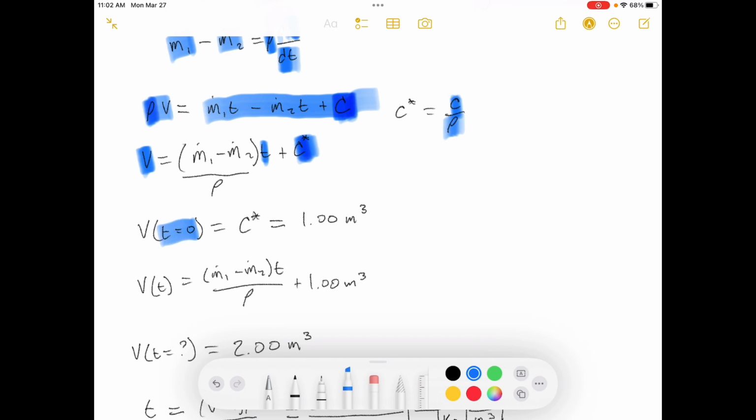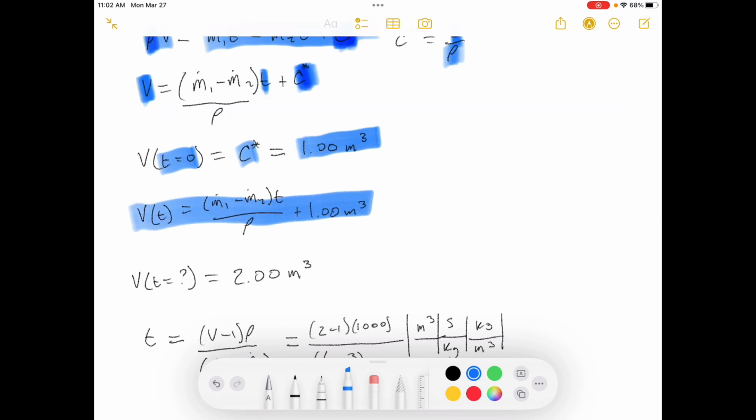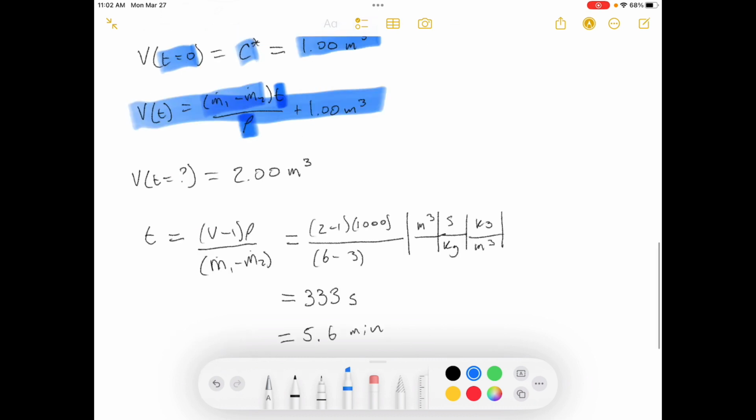So at time equals 0, what does C star equal? Well, they told us the tank was half full when time equals 0, so it equals 1. Then we have our full function defined here. This is the density of water. This is our mass, in and out, and our time in seconds. What does the time equal when our tank is going to overflow? When the water level is at the top of the tank?